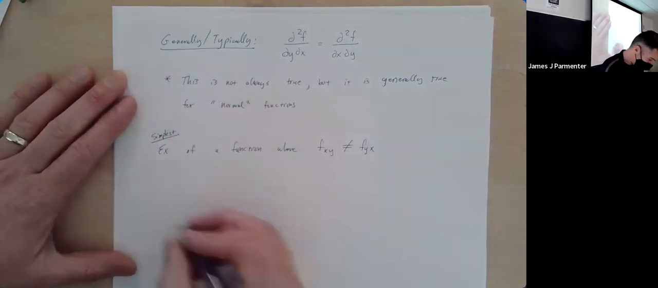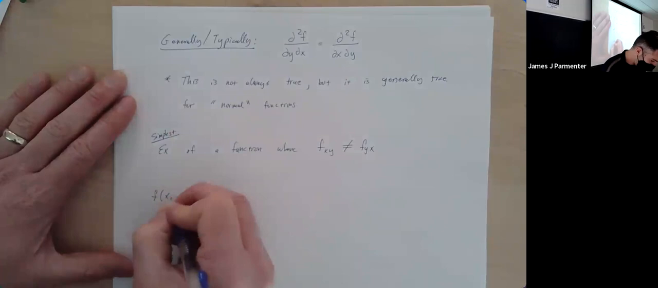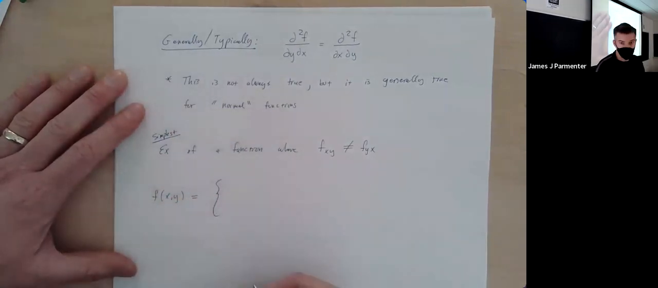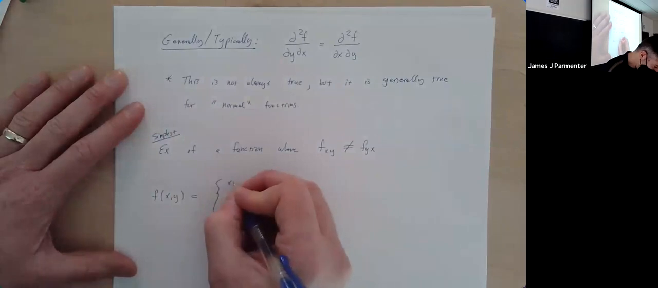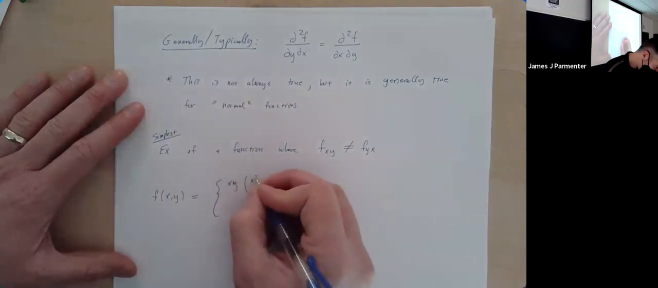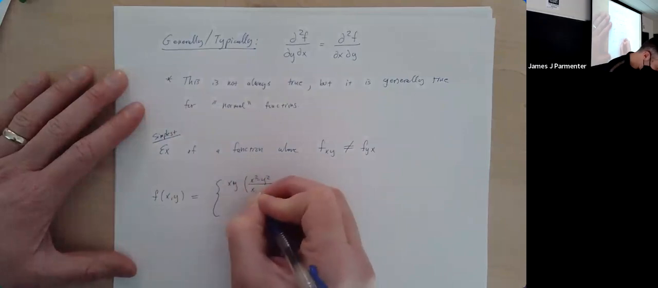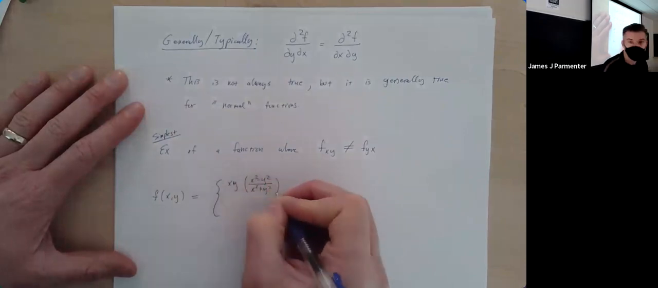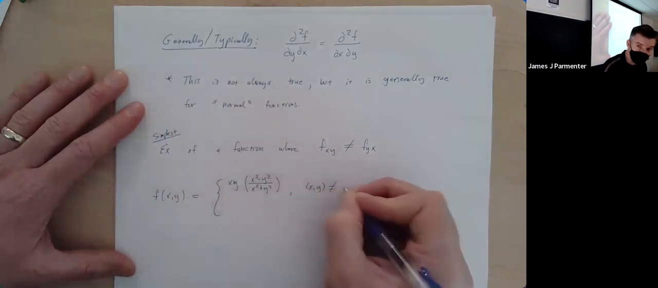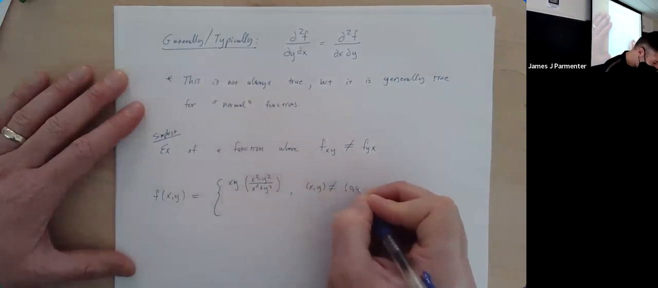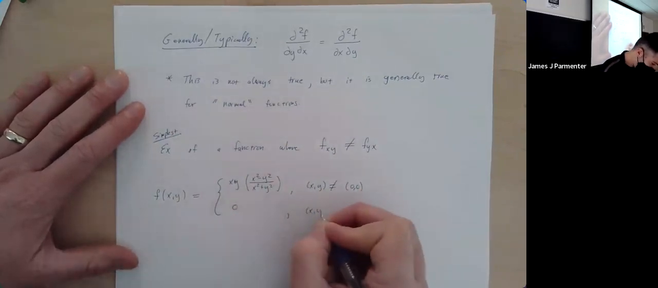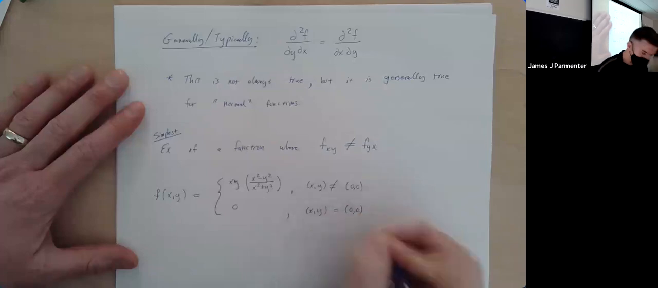Here it is. It's f of x comma y equal to the piecewise function x times y times x squared minus y squared over x squared plus y squared, as long as x comma y is not equal to 0 comma 0, and it's equal to 0 if x comma y is equal to 0 comma 0.